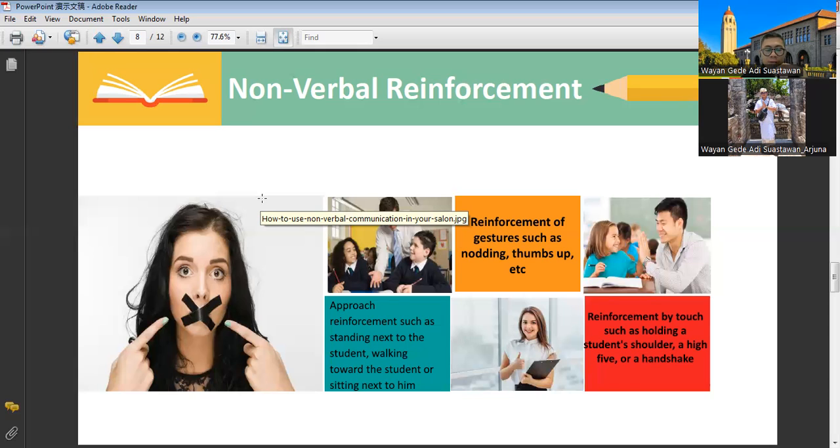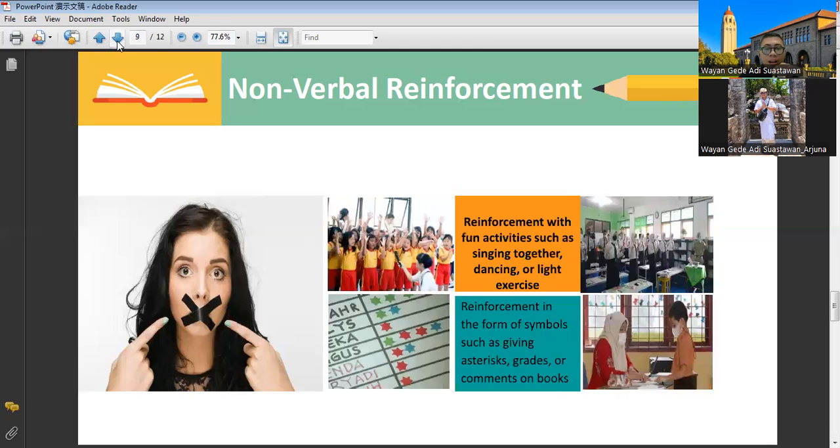And what about the reinforcement with fun activity? Reinforcement with fun activity can be done by singing together, dancing, or doing exercise such as brain gym and simple games and so on.